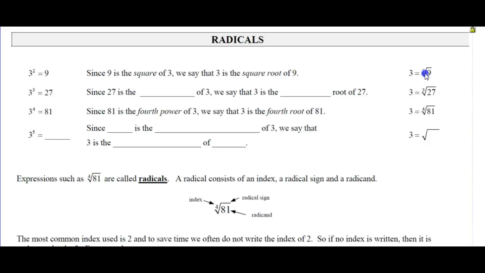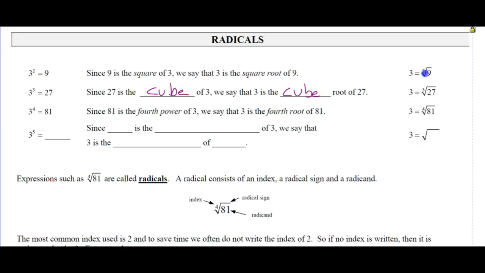But 3 cubed is 27. Since 27 is the cube of 3, then we say that 3 is the cube root. Would it be like the third power? Yeah, you can say it's 3 to the third power. Well, we tend to say cube, so we can say cube root. 3 to the fourth is 81. Since 81 is the fourth power of 3, we say that 3 is the fourth root of 81, right?